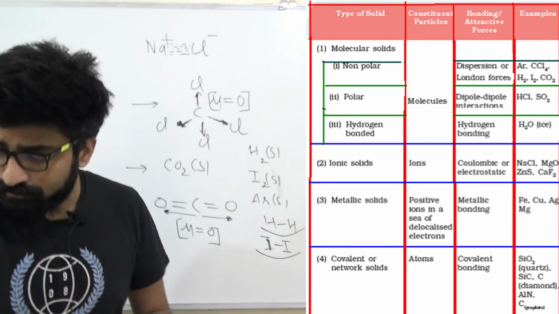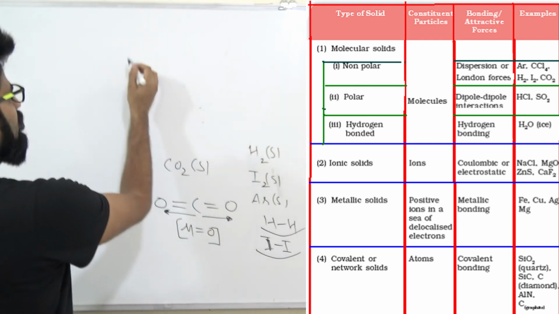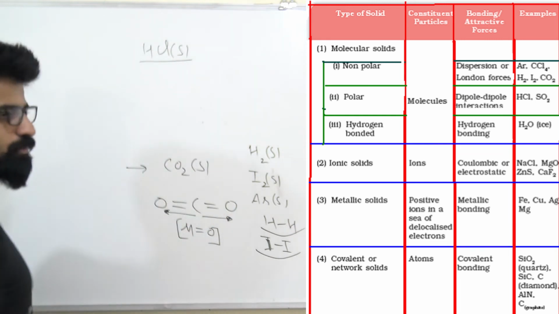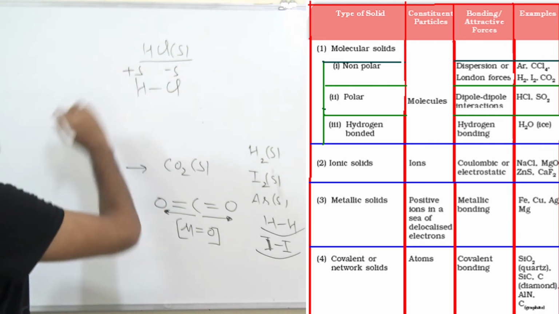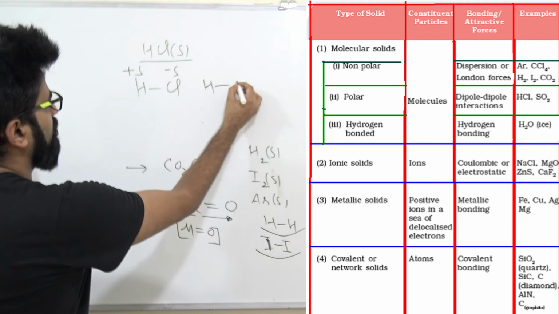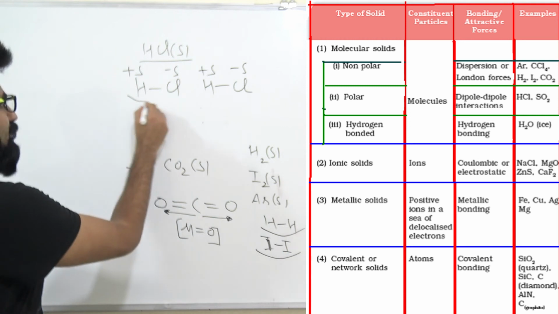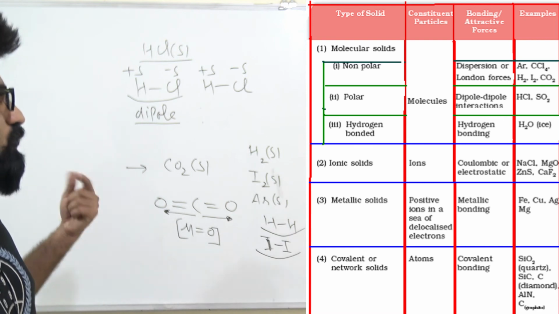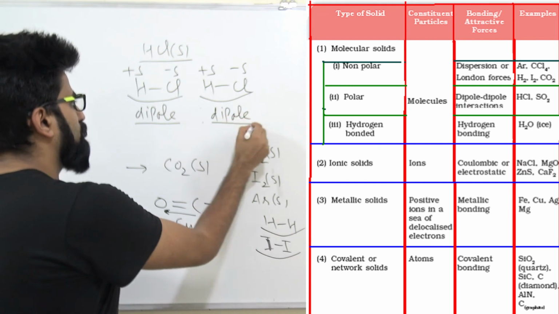Now come to the next point, that is polar. What is the meaning of polar? A polar example is HCl solid. If you write HCl, you can think of delta minus and delta plus. Chlorine is more electronegative, hydrogen is less electronegative. Similarly, there is another molecule of HCl, with delta plus and delta minus. So this is one dipole. Why am I calling this a dipole? Because a dipole has both ends, a positive end and a negative end. And this is another dipole, the second dipole.